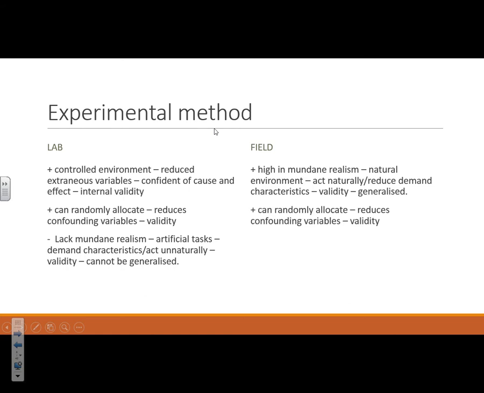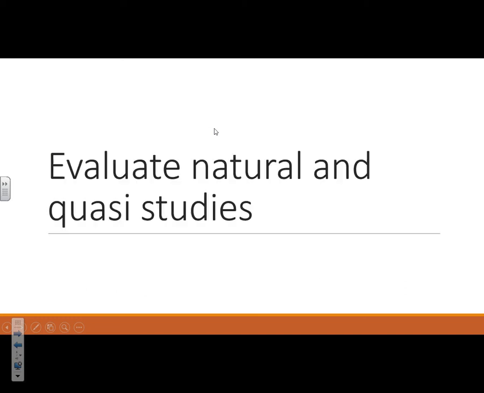Also, we can randomly allocate, so this is another strength of both lab and field. We can randomly allocate, which reduces confounding variables and increases validity. However, a problem with the field is we have less control because it's a natural environment, so that increases extraneous variables, which calls into question cause and effect, and therefore reduces the internal validity. So it's a problem: we have to be careful how we generalise and use those results.